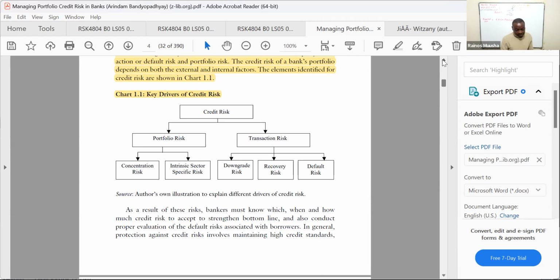Are we on the same page? Okay, no, I got it. I understand. All right. Are there any other questions? Any other questions regarding these different risks that are falling under portfolio or transaction risks? Any questions?